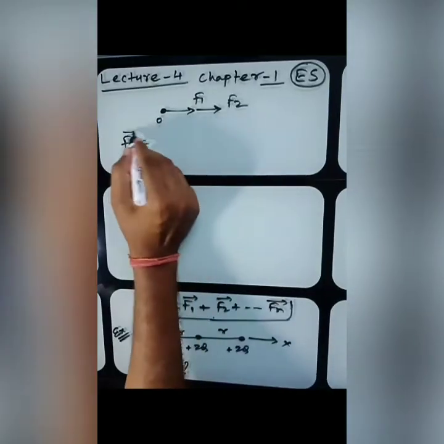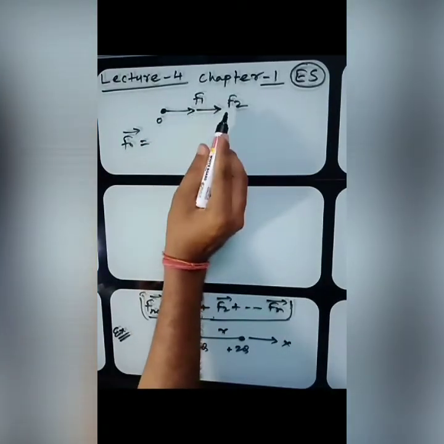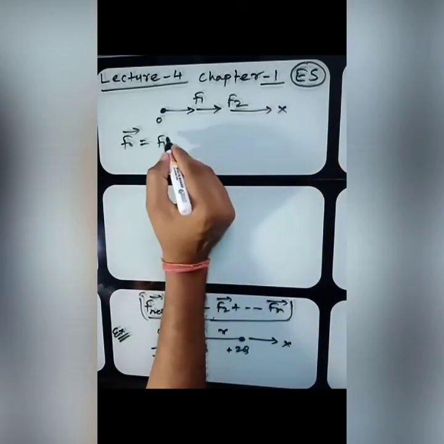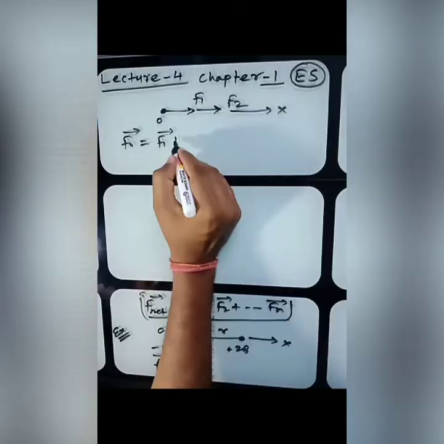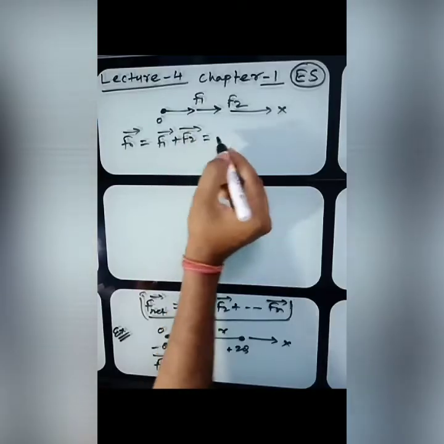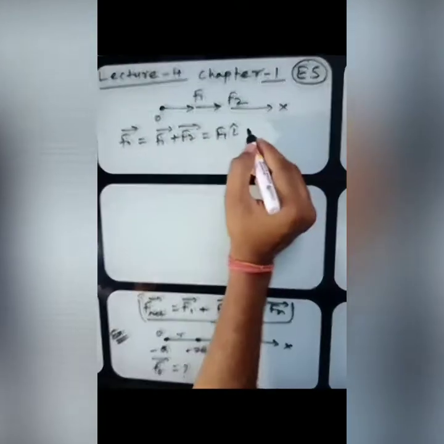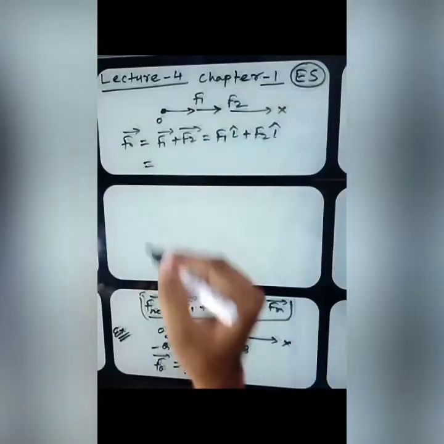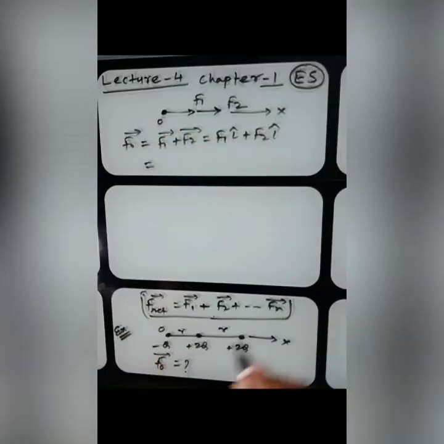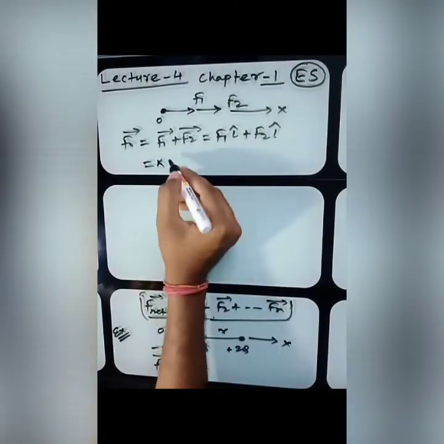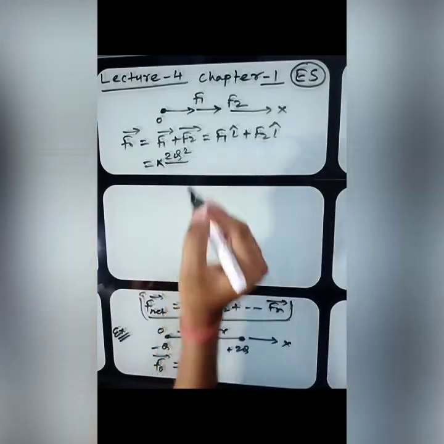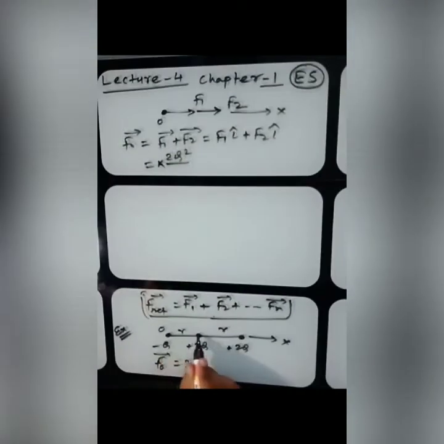The net force is the vector sum. Both the forces are in the same direction along the x-axis, so you can write F1 plus F2 as F1 i cap plus F2 i cap. Now put the magnitude and direction. Here, for charges Q1 and Q2, that is minus Q and 2Q, the force is K Q1 Q2, so K times 2Q square over the separation between these two charges, R.